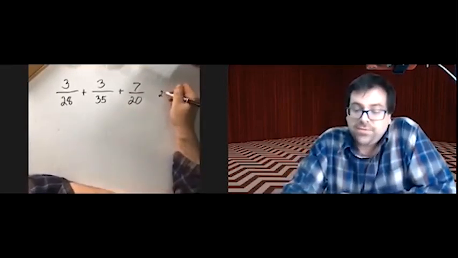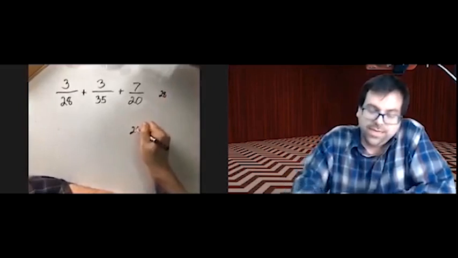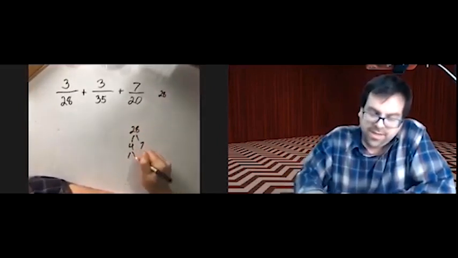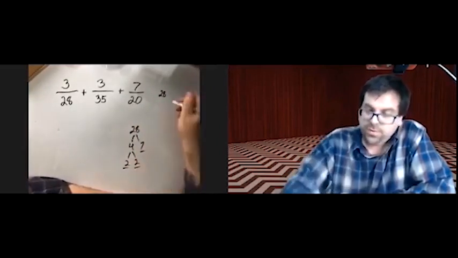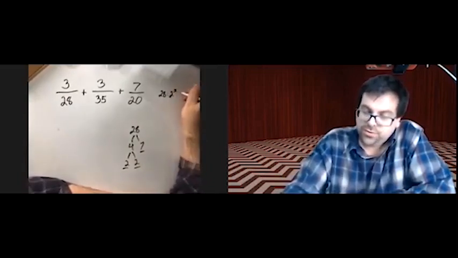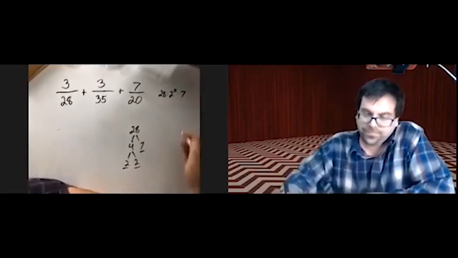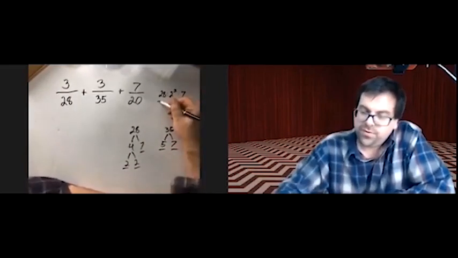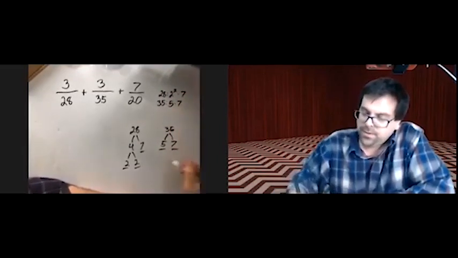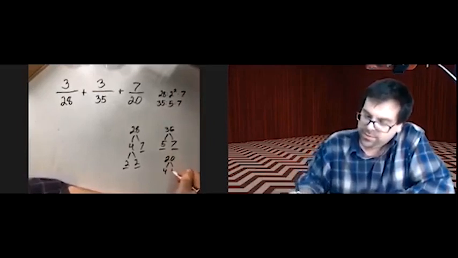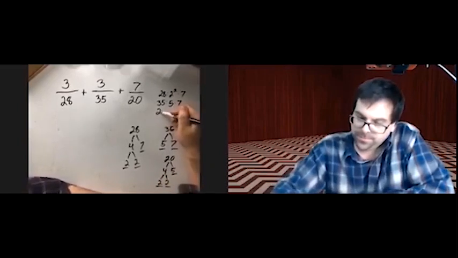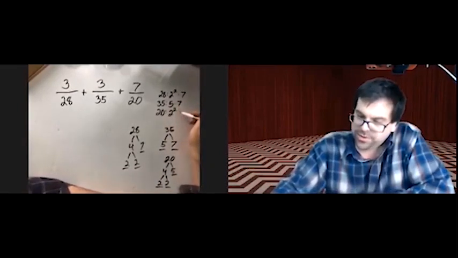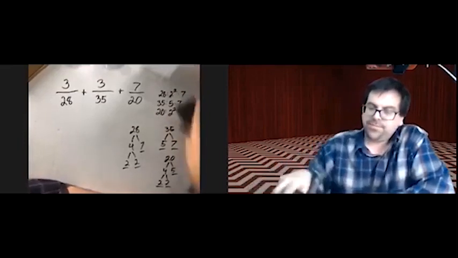Prime factorizations. 28 is 4 times 7, and 4 is 2 times 2. 28 is 2 squared times 7. 35 is 5 times 7. Both of those are prime. 20 is 4 times 5, and 4 is 2 times 2. 20 is 2 squared times 5.